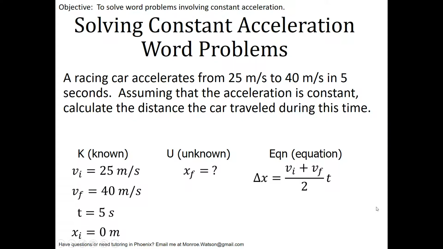Okay, moving on. I've done all my checklists. From there, I know that my delta x is final minus initial. And it turns out that I didn't need my initial position because it was 0, so I got rid of it. All right, and then I plug and chug my values. I get 162.5 meters.